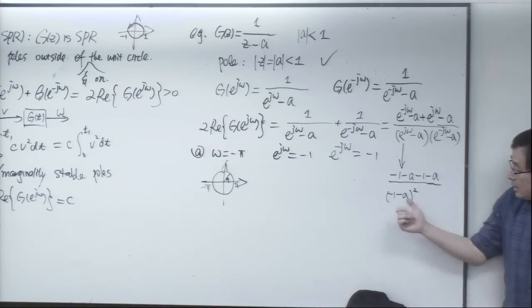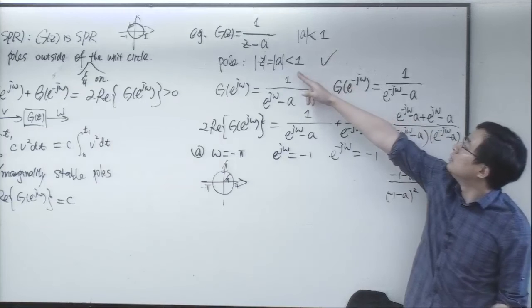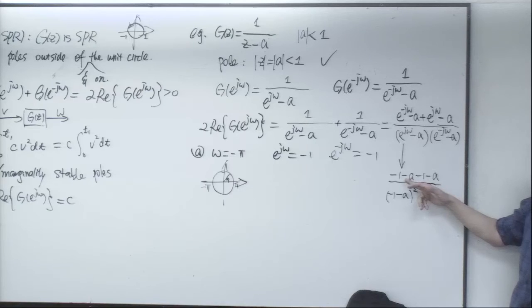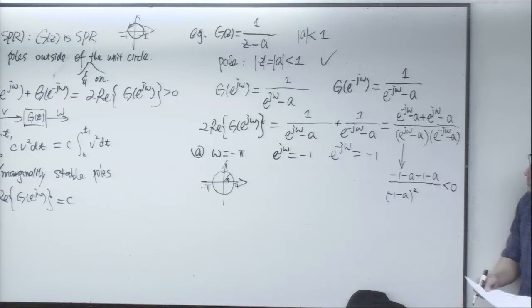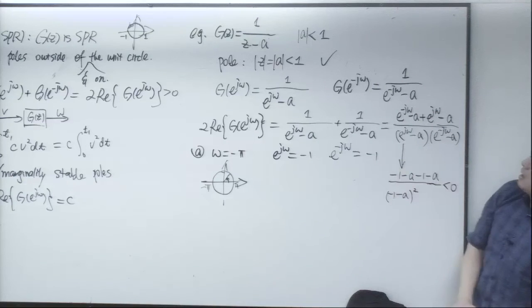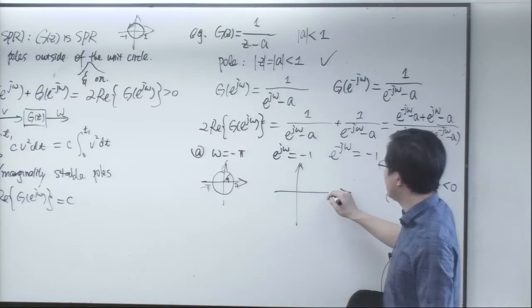Then immediately we can see the denominator is always positive. The numerator is negative 1 minus a. A is at most 1 or negative 1, right? So the top part is less than 0. You can observe quickly. So therefore, this discrete time system is stable, but it's not SPR. If you use MATLAB, you can see the frequency response will look something like this.